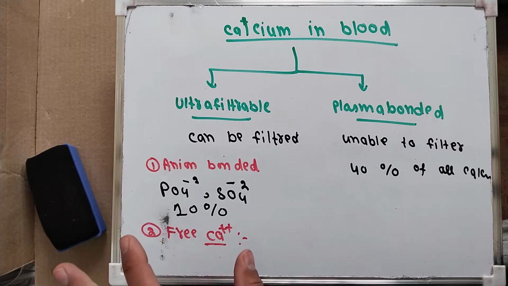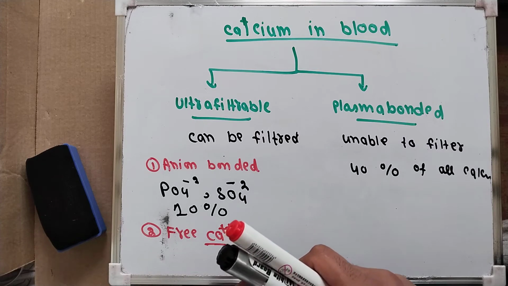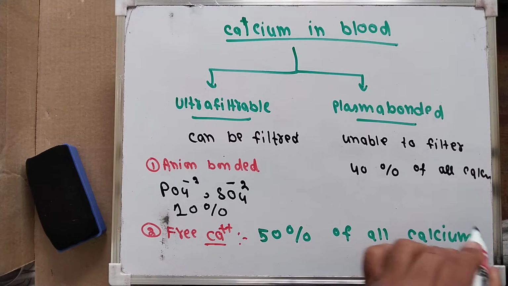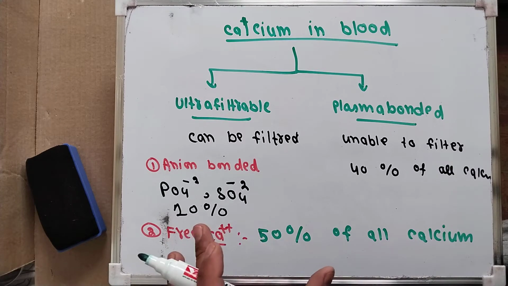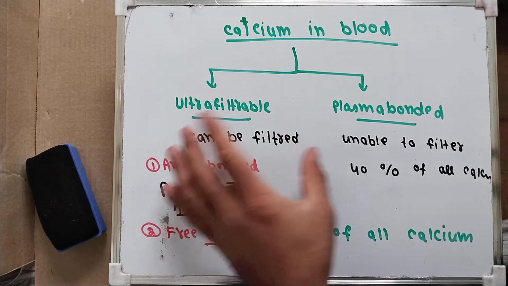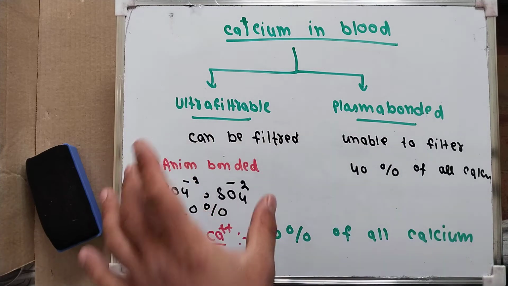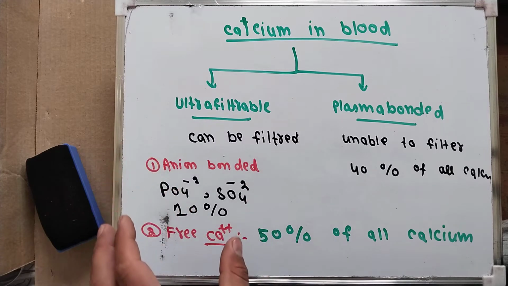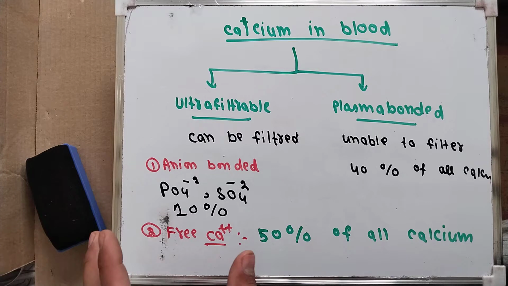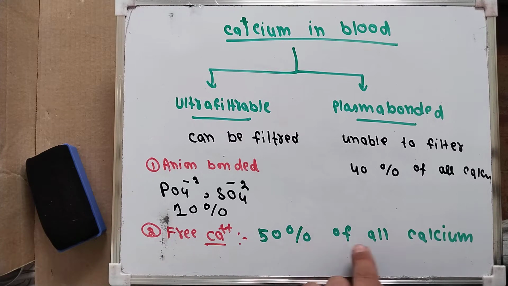This form is the free calcium ion. This is the calcium that performs different functions in the body, and it makes 50% of all the calcium in the blood. So calcium exists as ultrafilterable, which can be filtered, and plasma bound, which is unable to filter and makes 40% of all calcium. Ultrafilterable again exists in two forms. One is anion bound, calcium bound with phosphates and sulfates, making 10%. The other is free calcium ion, the main calcium that performs the function in the body, making 50% of all the calcium.